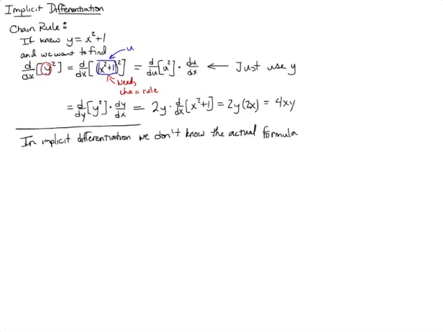So in implicit differentiation, we don't know the actual formula. So if I had take the derivative with respect to x of y squared, I don't actually know what y is this time. And so I'm going to do the same thing I did before. We take a derivative with respect to y of y squared, but I have to multiply it by a derivative of y with respect to x. So I get 2y, that's the derivative of y squared with respect to y, times dy dx. And dy dx this time is a variable. Dy dx is a variable with no formula.